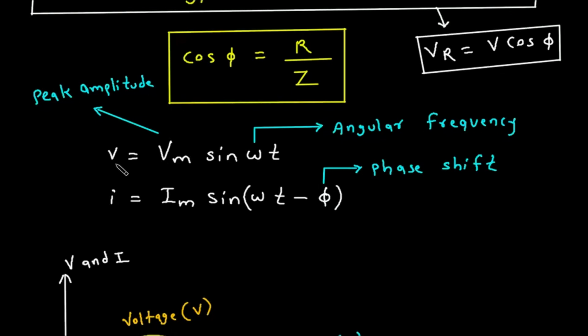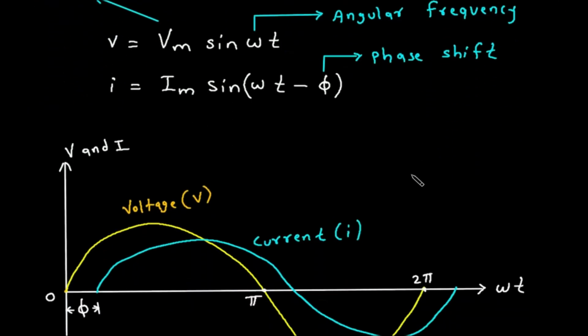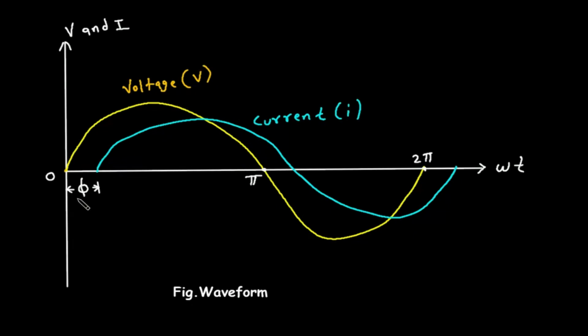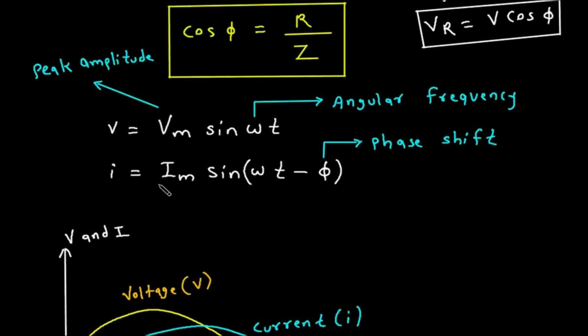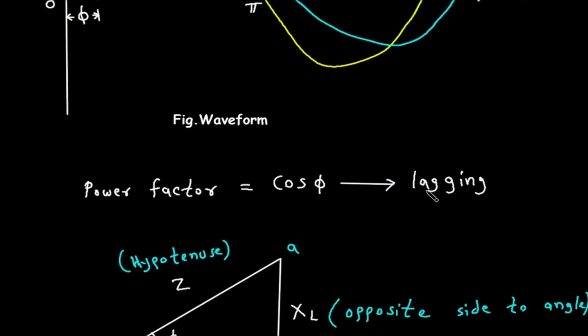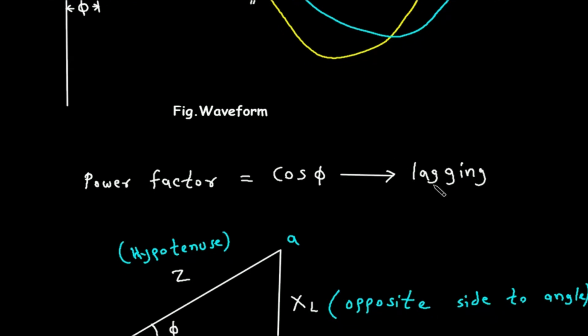Also we can say that V is equal to Vm sin omega t, where omega is the angular frequency and Vm is the peak amplitude. Same for current, I is equal to Im sin (omega t minus phi). This phi is the phase shift. Here we can see that this is a voltage and this is a current. Now this is a phase shift phi. Power factor is equal to cos phi lagging. In case of inductive circuit, the power factor is lagging.